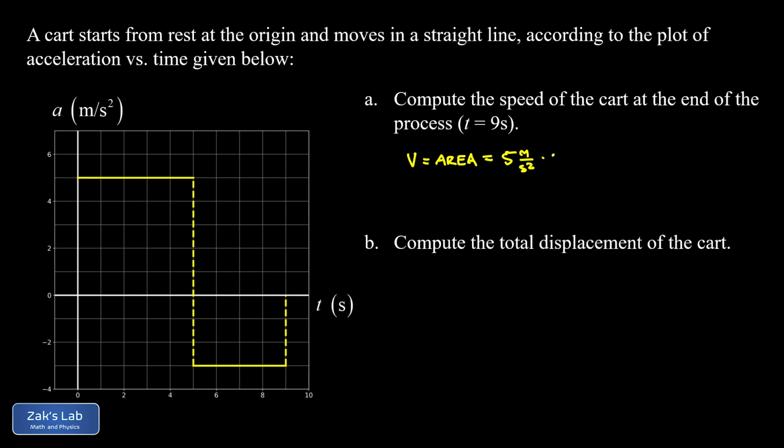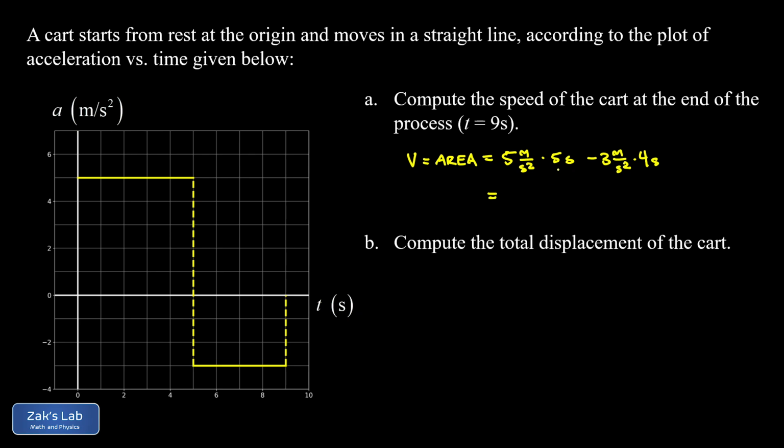Then the area down here, when the acceleration becomes negative, this is signed area again, so that's going to count as negative. I mean, basically what we're doing here is finding the integral of this graph, but we can just talk about it as area. So that height counts as negative. I have a -3 meters per second squared, and then the width of that is 4 seconds.